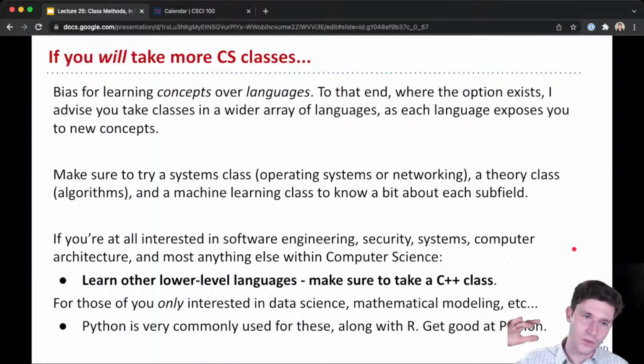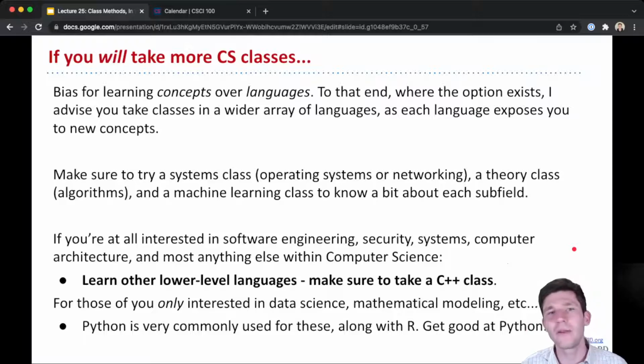Now, if you're interested at all ever in doing software engineering, or you're interested in security or systems or computer architecture, at some point you should learn a lower level language like C++. That doesn't mean you need to spend your free time becoming an expert, but you do need to be familiar with what those lower level languages do for you. If you know you're only interested in data science or mathematical modeling, it's okay to focus on Python. Python's commonly used, as is R. Make sure that you get good using Python.